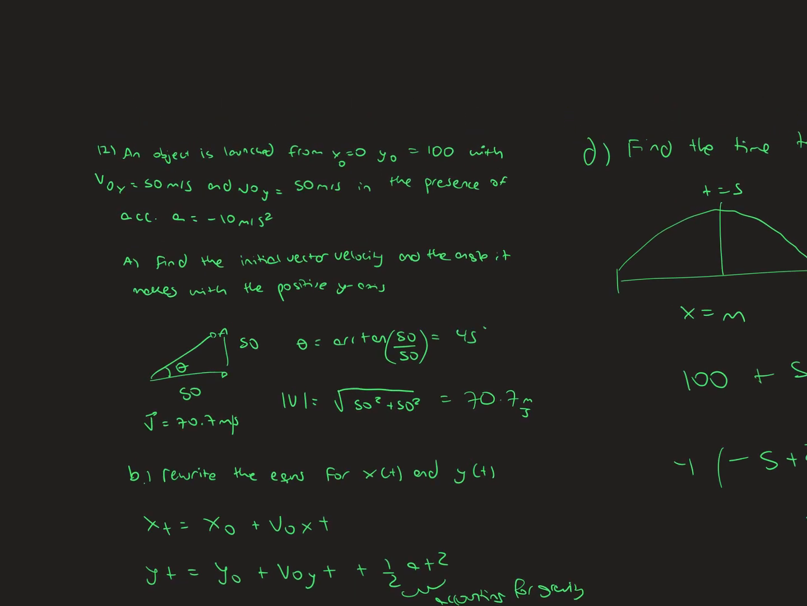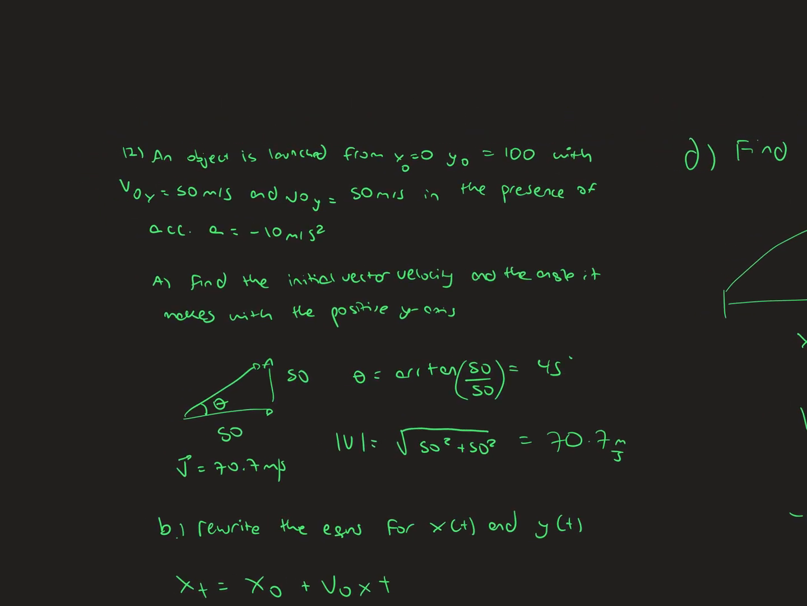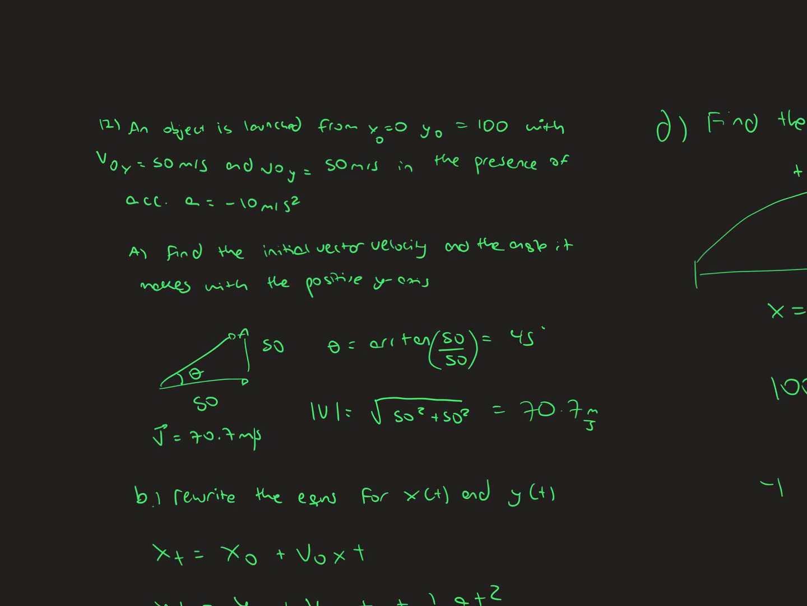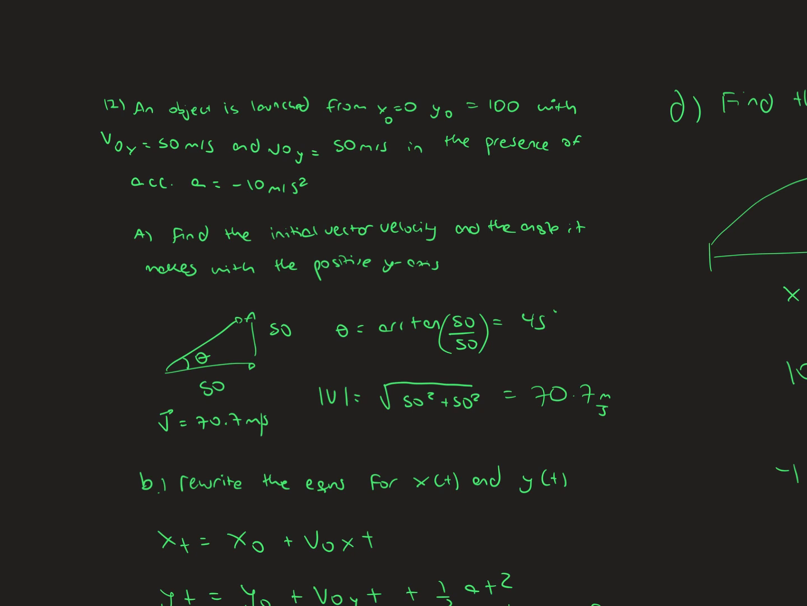In this problem, we have the following. An object is launched from x0 equals 0, initial y equals 100, with v of x equal to 50 meters per second and v of y equal to 50 meters per second, in the presence of acceleration a equals negative 10 meters per second squared. The first question says, find the initial velocity vector and the angle it makes with the positive y-axis.